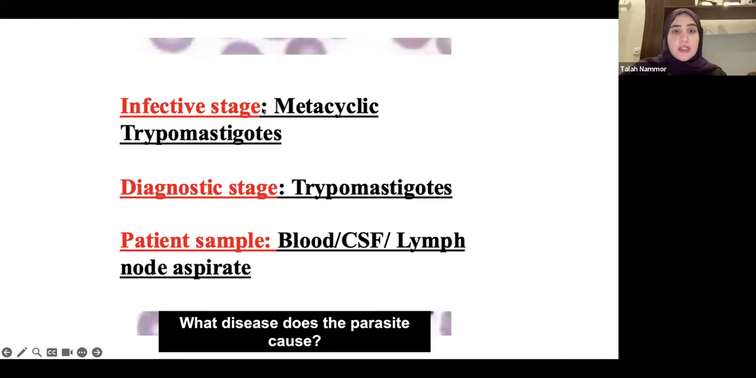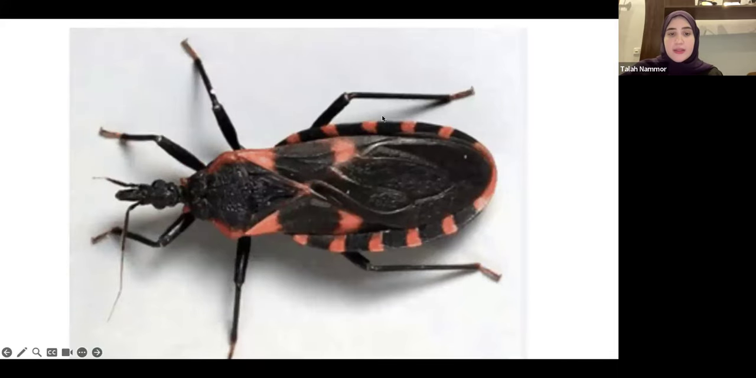Anyway, so infective stage is the metacyclic trypomastigotes. What is the diagnostic stage? The trypomastigotes. What is the patient sample? Of course, everything can be a patient sample depending on the symptoms. So blood, because we clearly saw that. CSF if it affects the brain. Lymph nodes. We could take it from the colon because it causes megacolon. You could take it from the heart, like everywhere. And this is the reduviid, the kissing bug.